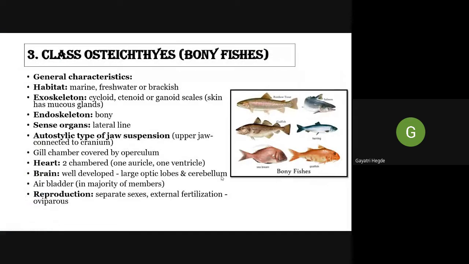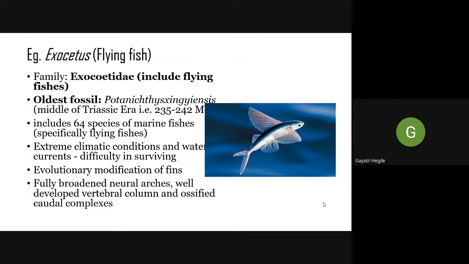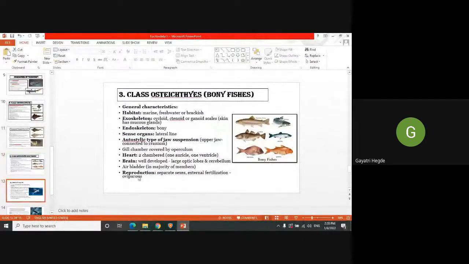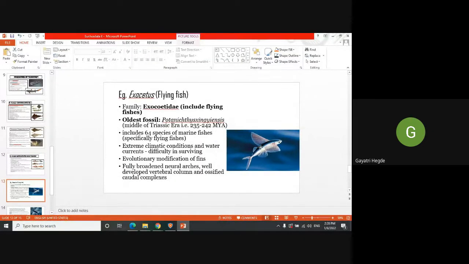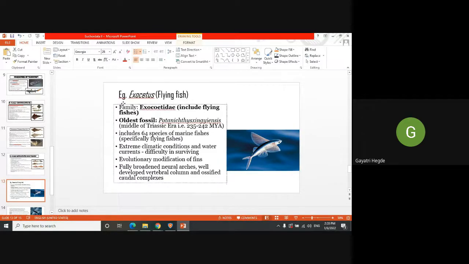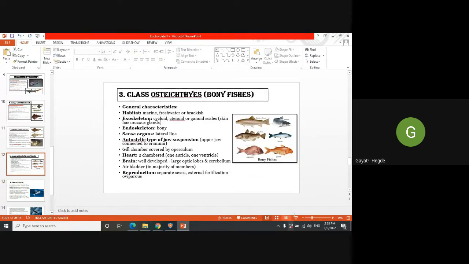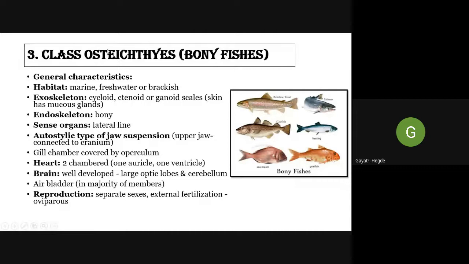Okay, we will be covering just one example of bony fishes, and then you can leave. Okay, so I need an answer. Are you guys bored? It's okay. Okay, students, I need an answer. Do you guys have any doubts regarding general characteristics of bony fishes? No, miss. Okay.